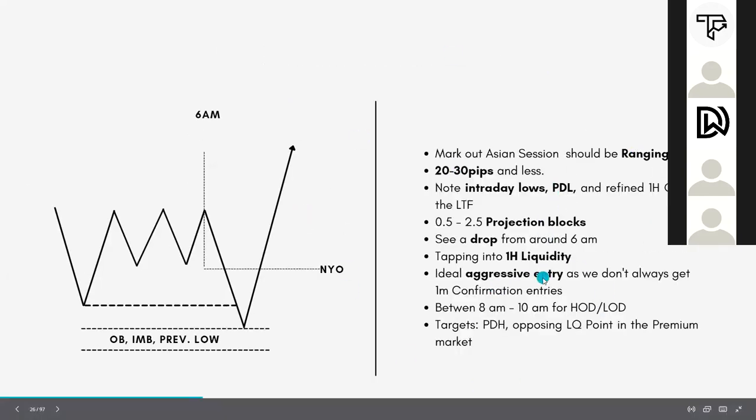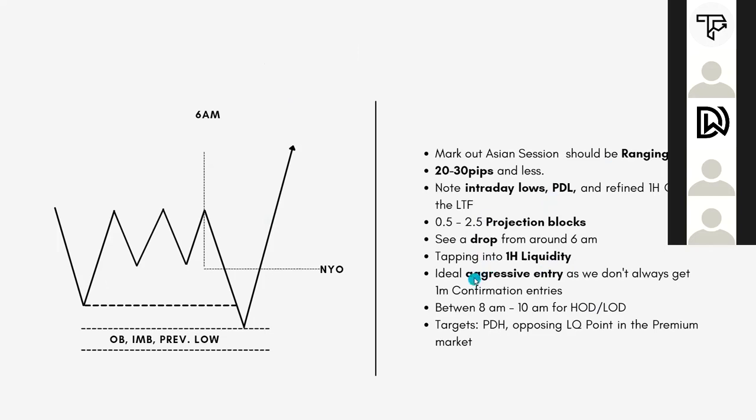Then we look on the 5 minute, the 3 minute, the 1 minute. You look at your lower time frame liquidity points as well. And you try to see how they overlap. What are the confluences between those two? The next one is projection blocks. For those that don't know about it yet, we'll be looking at it shortly. We'll be looking at anything from 0.5 to 2.5.